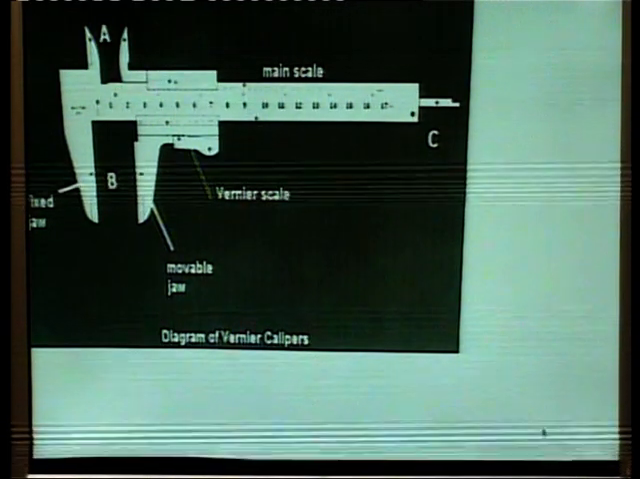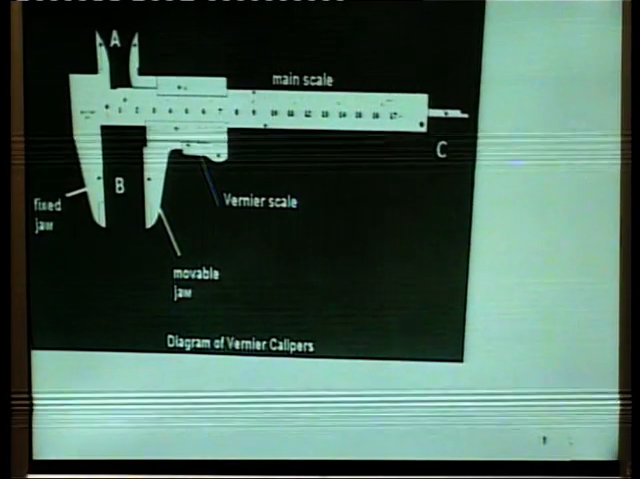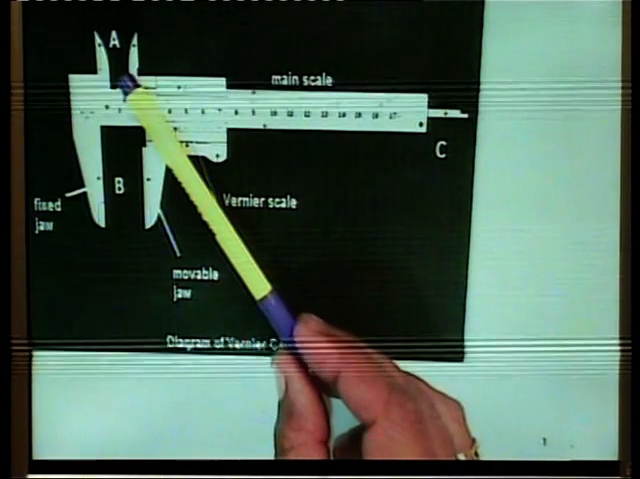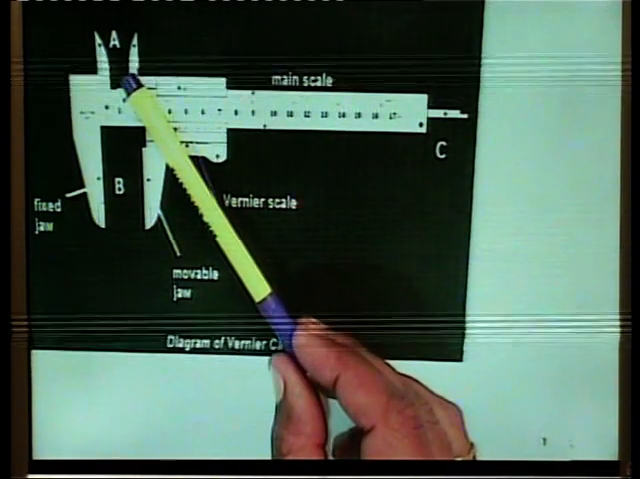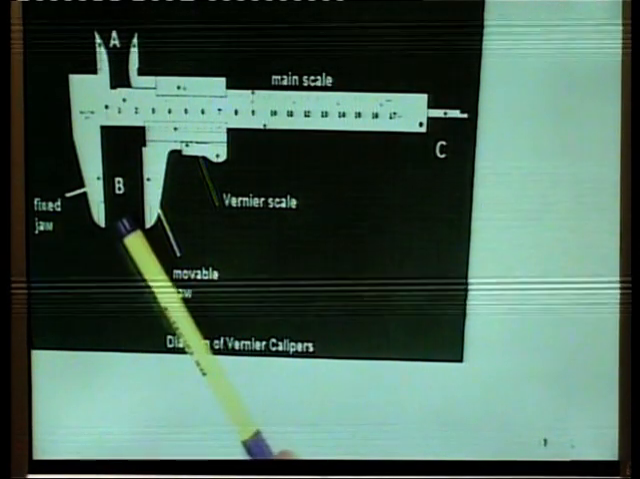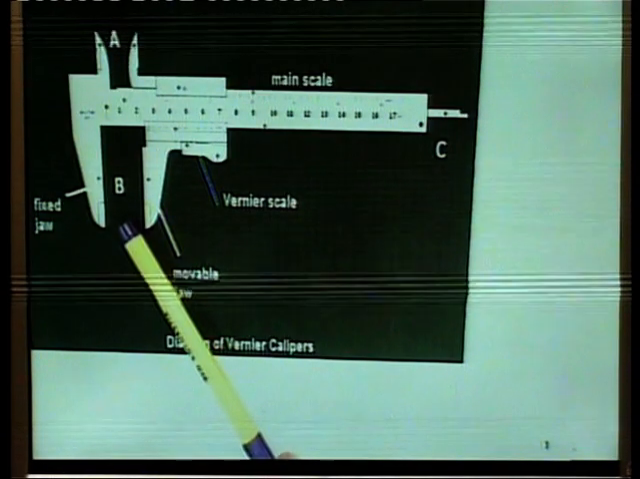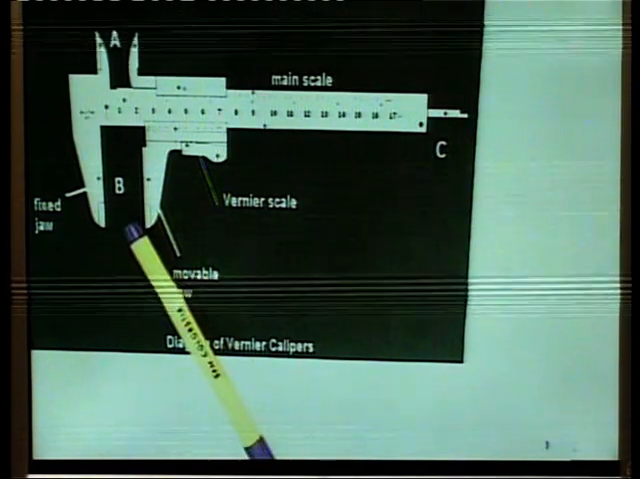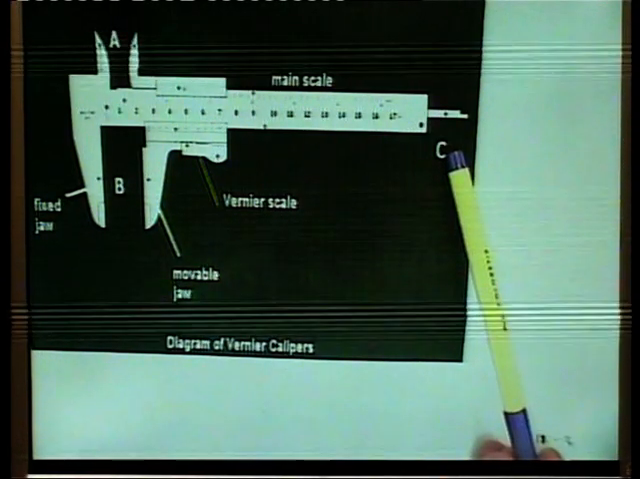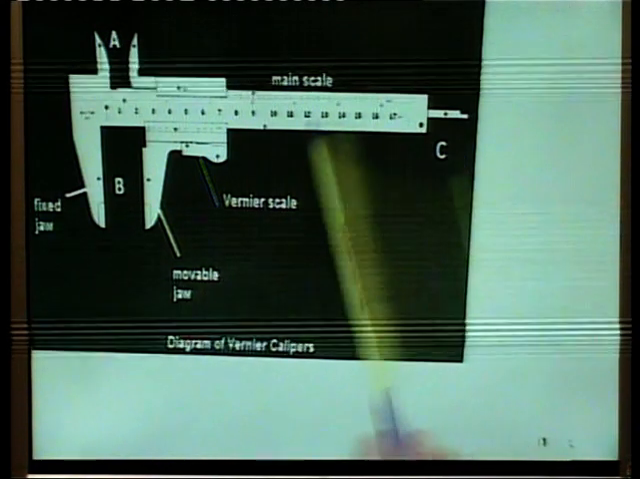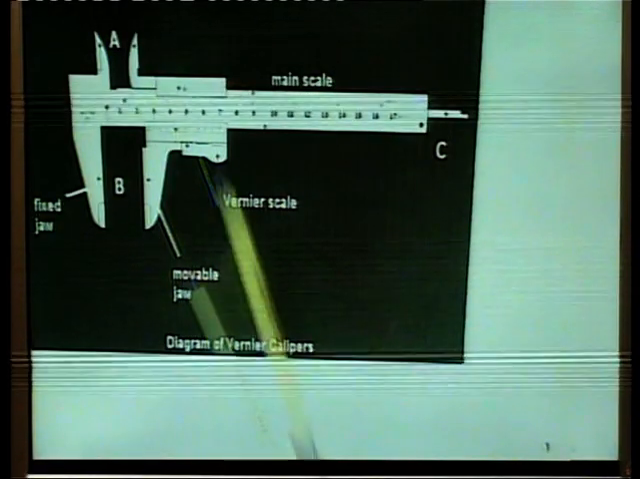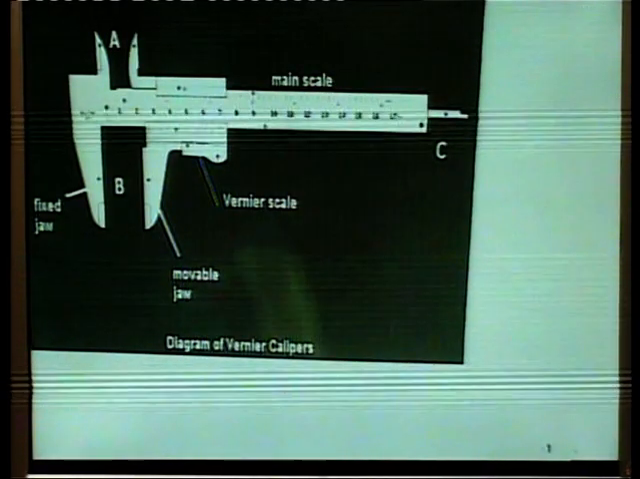So here is the diagram of the vernier caliper. We can say this A side is used to measure the internal diameter of the object. B side, this side is used to measure the external diameter of the object, and C part, this is used to measure the depth of a vessel. This is the main scale, this is the fixed jaw, and this is the movable jaw. This movable part is the vernier scale.